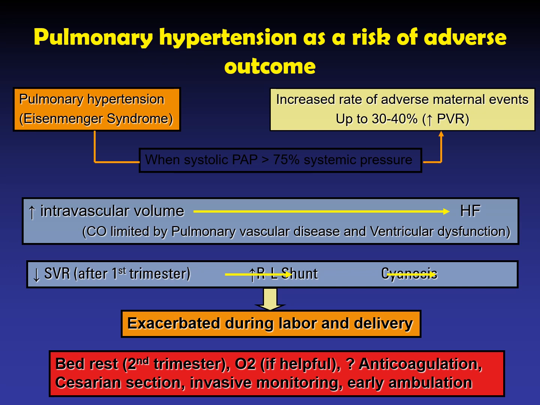The decrease in your systemic vascular resistance, especially after the first trimester, would further worsen your right to left shunt and lead to cyanosis and be further exacerbated during labor and delivery. So ideally, we put this to bed rest, oxygen, use anticoagulants, and cesarean section is recommended with invasive monitoring and early ambulation.